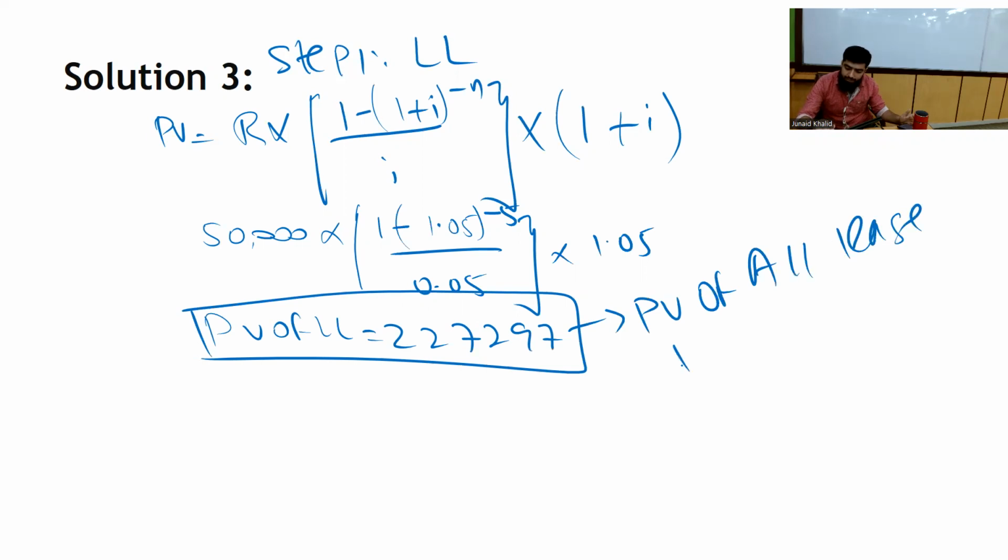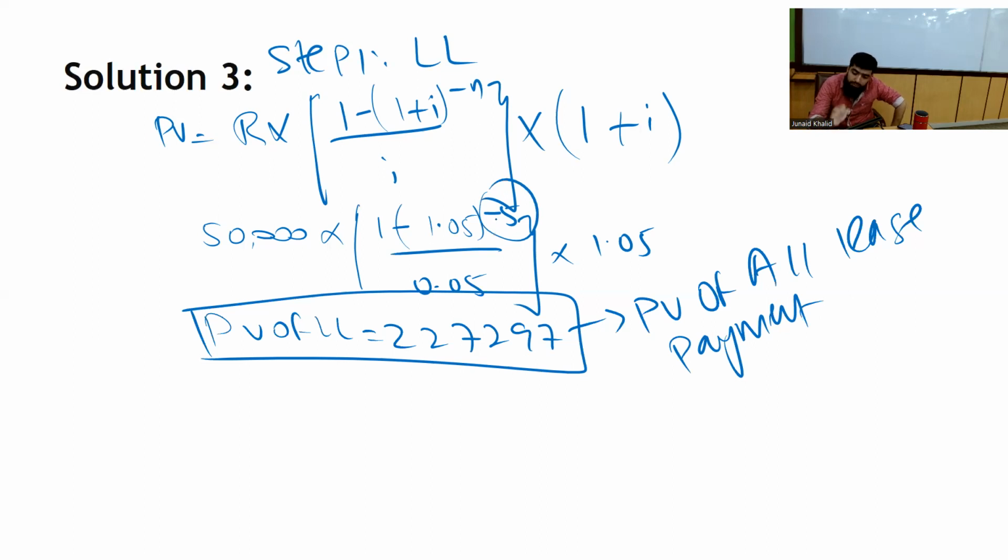And what does it mean? It means it's the present value of all lease payments. It means the present value of the 5 lease payments, which includes the first payment which was made at the inception of the lease. It means the lease rental which you paid on 1st January is also included in that amount. Please remember, mark my words, I said 227,297, just mark it.